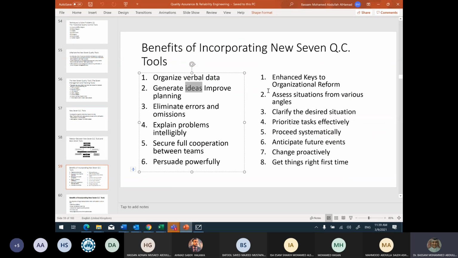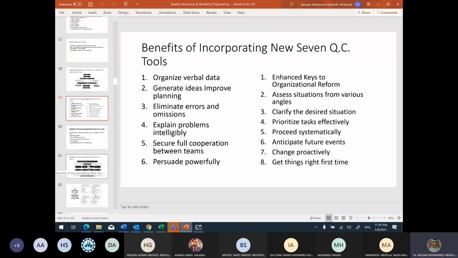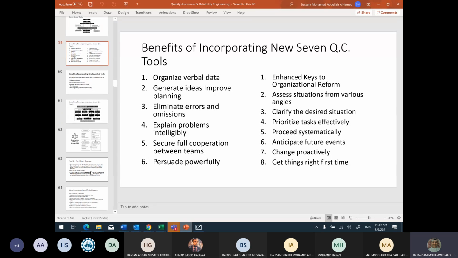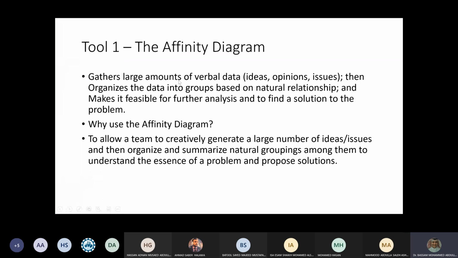Now, going back to the idea, the affinity diagram, what does it do? Tool number one gathers a large amount of verbal data, ideas, opinions, issues, then organizes the data into groups. This is what we have done, based on natural relationships. We found the relationships that we thought were related, and make it feasible for further analysis. So we are now discussing with each other, making more analysis, adding more points, and then to find a solution. Our next step is to find a solution.